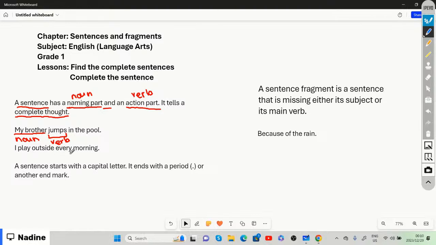I play outside every day. So I play outside every day, which means that I is our noun and play is our verb. So there we have both our naming part, which is our noun, and the action that the naming part does, which is play.